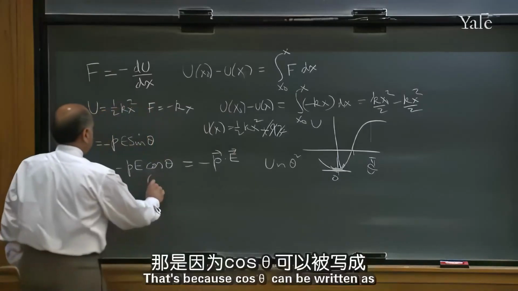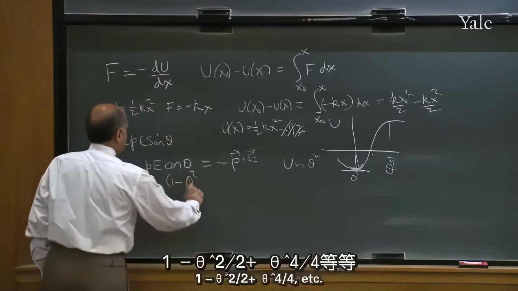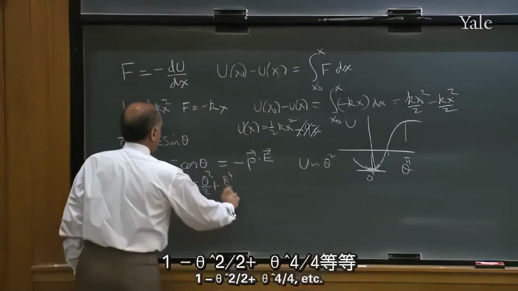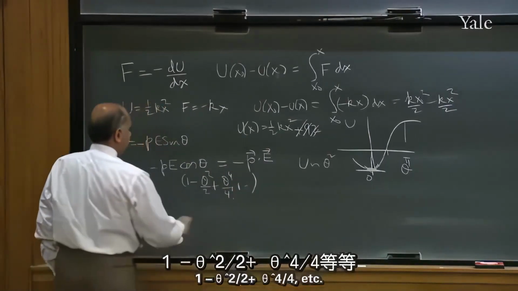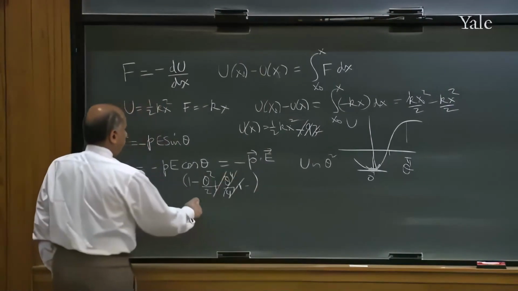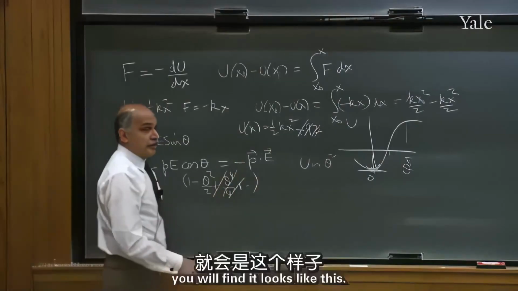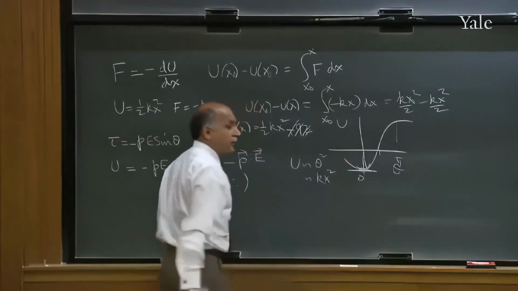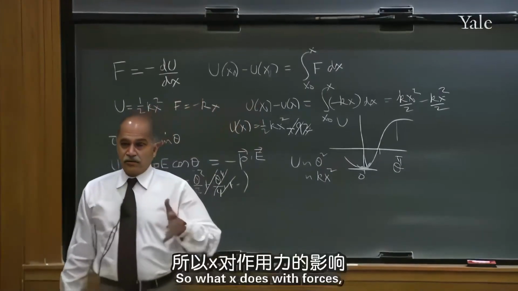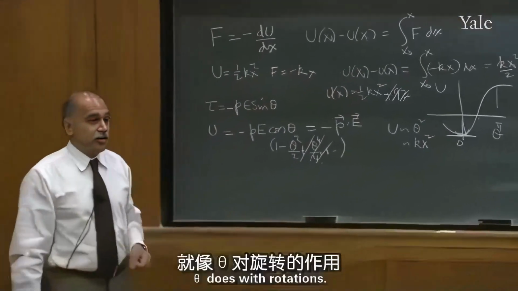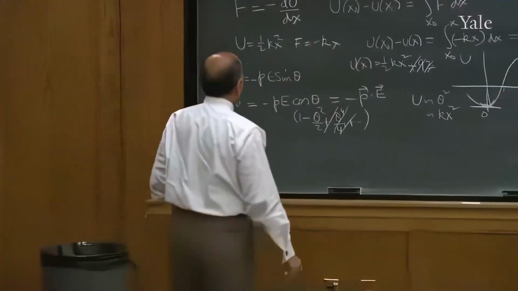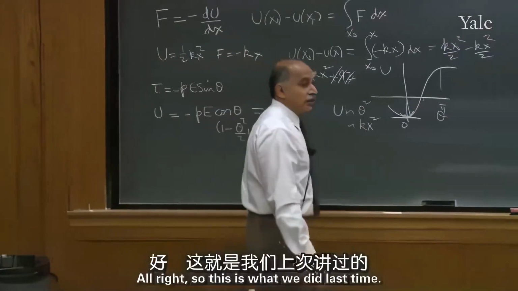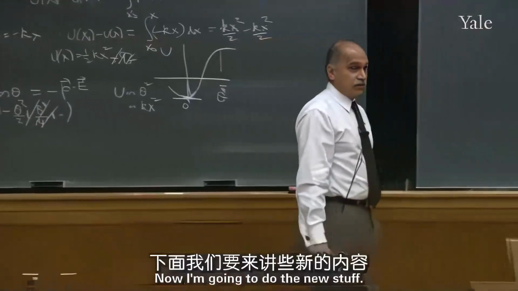That's because cos theta can be written as 1 minus theta squared over 2 plus theta to the 4th over 4 factorial, etc. For small angles, if you just keep that term, you will find it looks like this. Not very different from u equals kx squared. So what x does with forces, theta does with rotations. All right, so this is what we did last time. Now I'm going to do the new stuff.